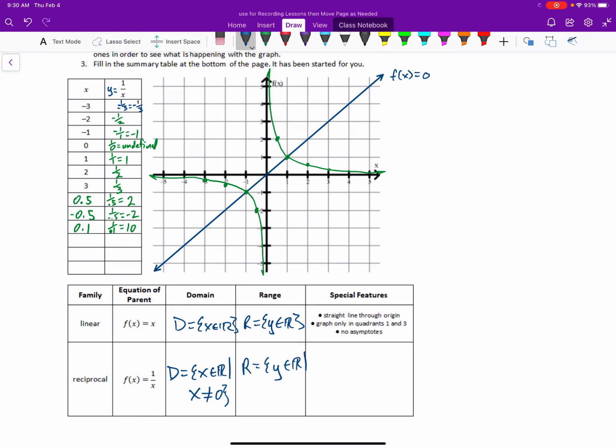Except again, you notice how it never touches the x-axis. So it's not undefined for y equals 0, but it never actually touches y equals 0, so I would put that as a restriction as well.